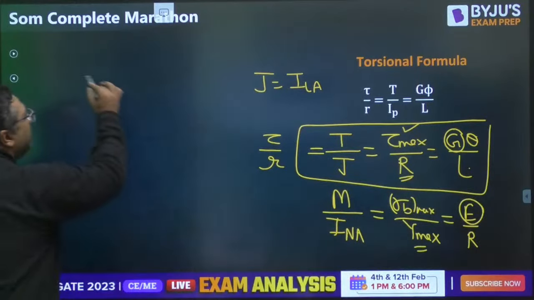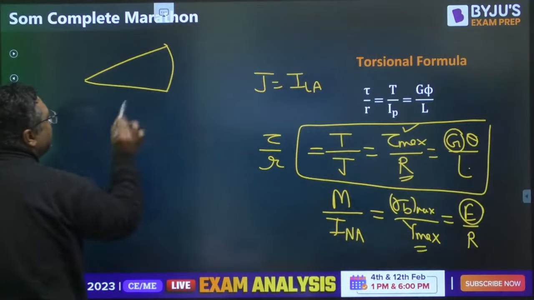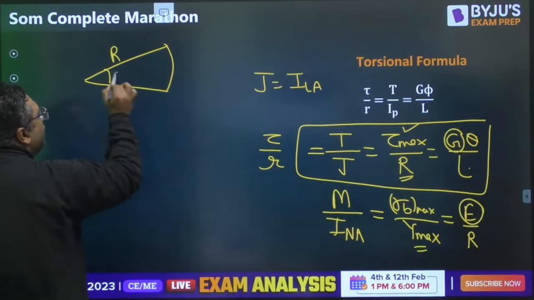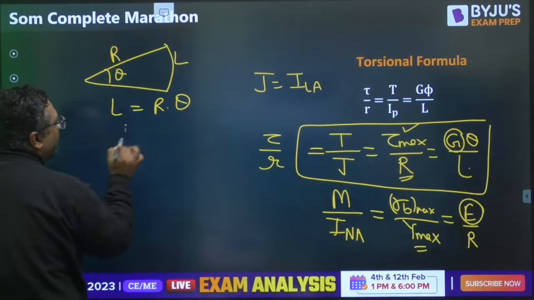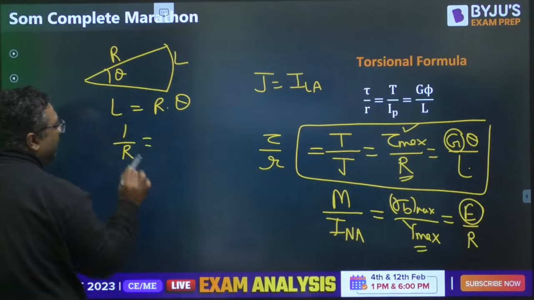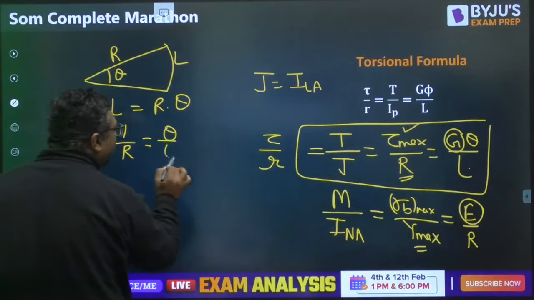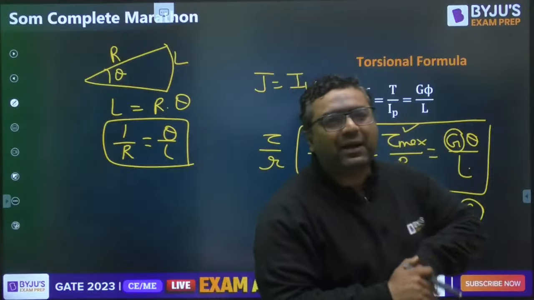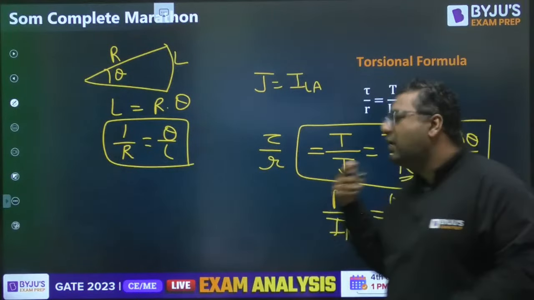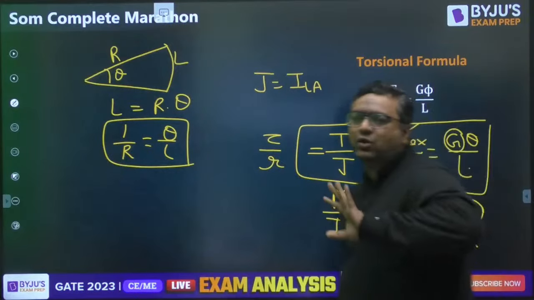Because you must have seen, when we have a kind of arc like this, you generally write R into theta to be L. So you write L is equal to R into theta. So 1 by R will come out to be theta by L. This I am just telling you for remembrance purpose, that if you remember the bending equation very easily, you can remember the torsional equation also. That is not a different thing.